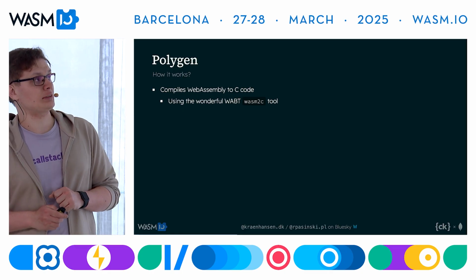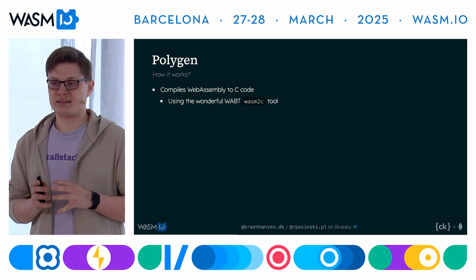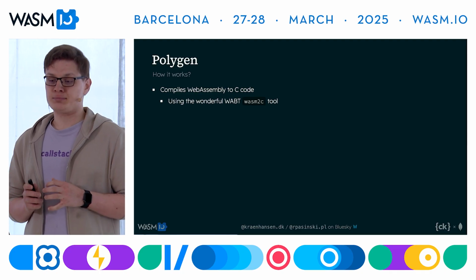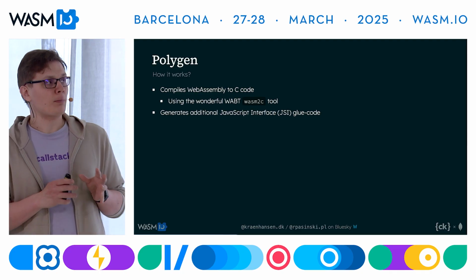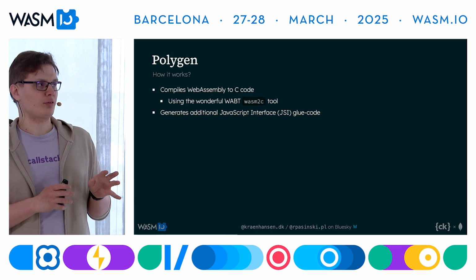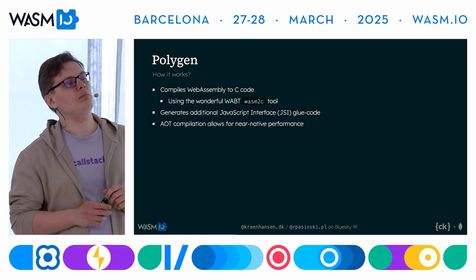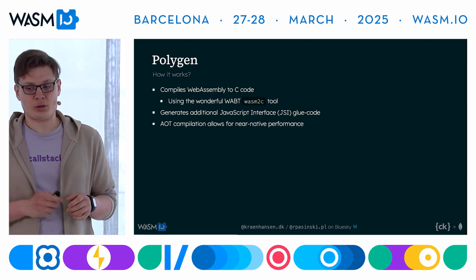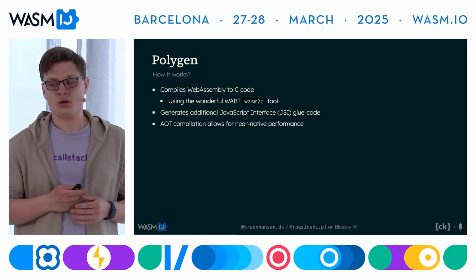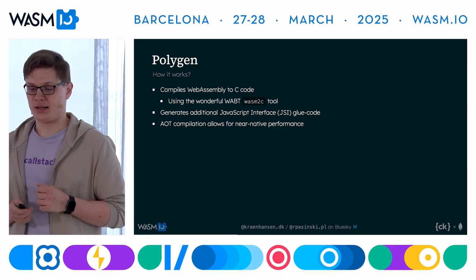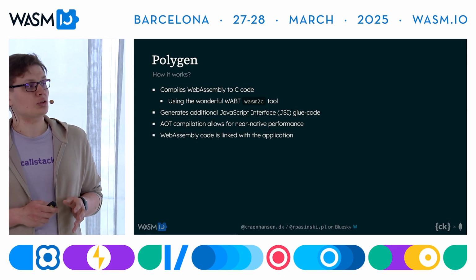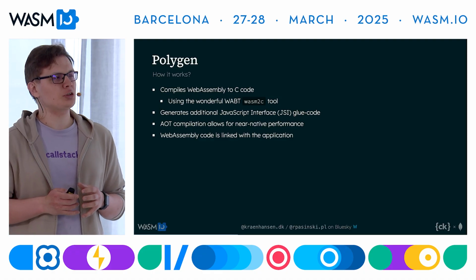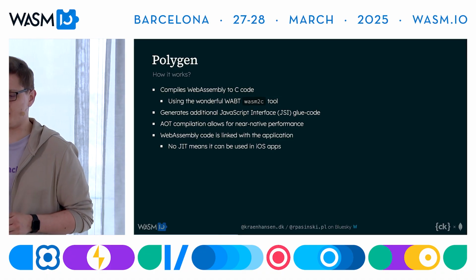Let's talk about how it works. It compiles WebAssembly to C code rather than doing JIT compilation. This is because we are compiling WebAssembly to C using the wonderful wasm2c tool from the WebAssembly Binary Toolkit. To connect it with React Native, we also generate some additional code so it can be accessed from the JSI. Ahead-of-time compilation allows for near-native performance. It's very hard to reach truly native performance because of the abstraction here.